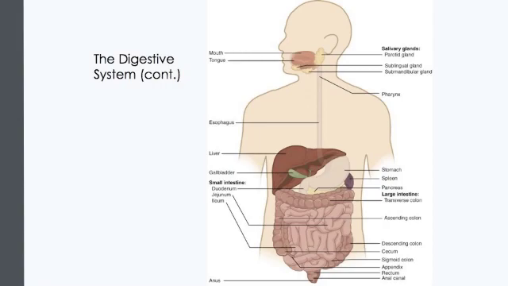The mouth functions in the ingestion of food. The pharynx connects the mouth to the esophagus, but it also opens to the trachea or windpipe, which leads to the lungs. The esophagus is a muscular tube that connects the pharynx to the stomach. The stomach is a large organ that can store enough food to sustain us for several hours.